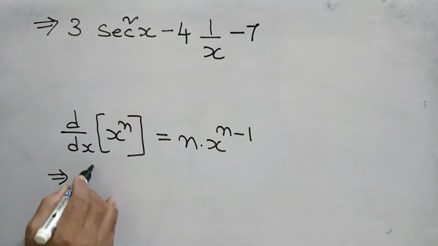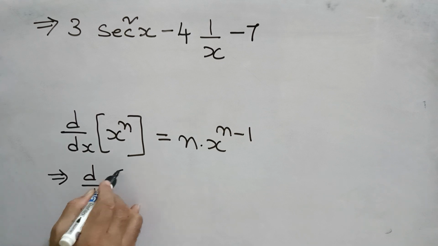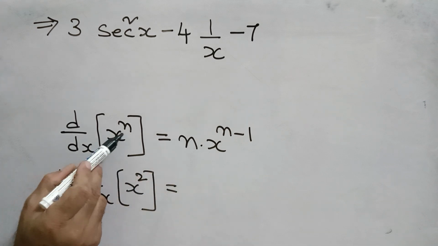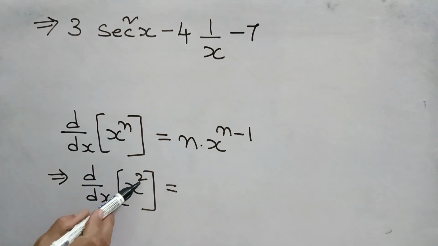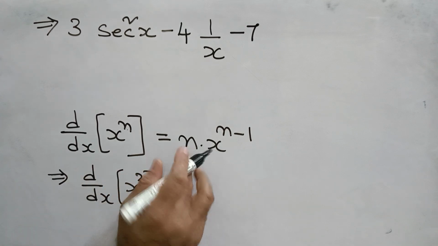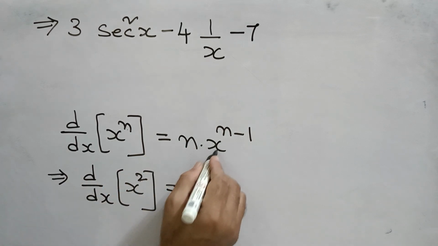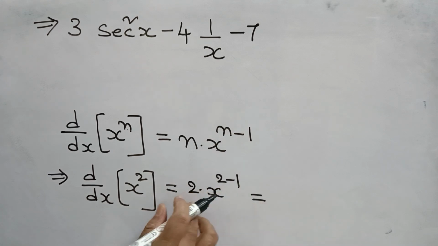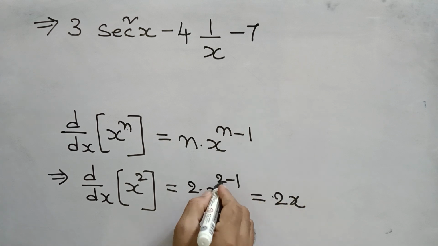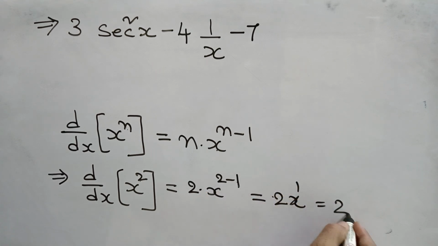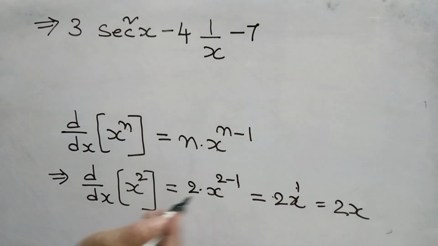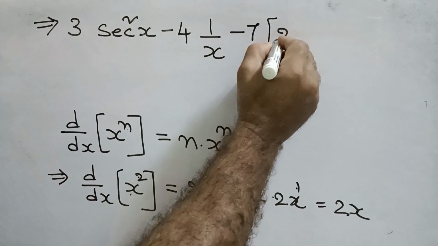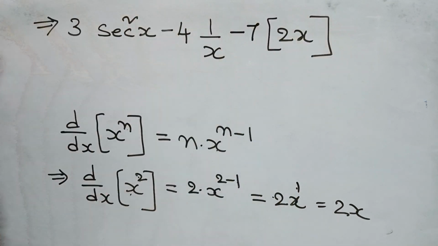What is n here then? You compare your n with x square: n is equal to 2. Therefore, in place of n, you write 2. 2 into x power n minus 1, which is 2 minus 1. This is equal to 2 into x power 1, which is x only, so 2x. Therefore, the derivative of x square is 2x, and your answer is 2 into x.